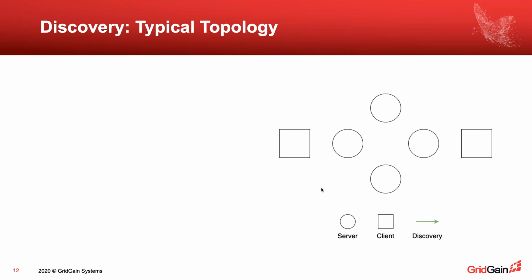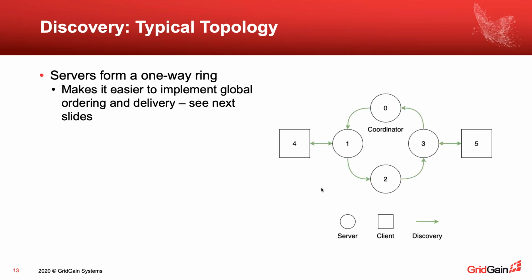But we will now see that in terms of discovery protocol and discovery subsystem, they are connected a lot differently than for communication protocol. So in terms of discovery, the nodes are connected in this complex topology. All servers are connected in a one-way ring. And one-way ring is what makes it a lot easier to implement global ordering of events. And we will see on the next slides how exactly does it work.